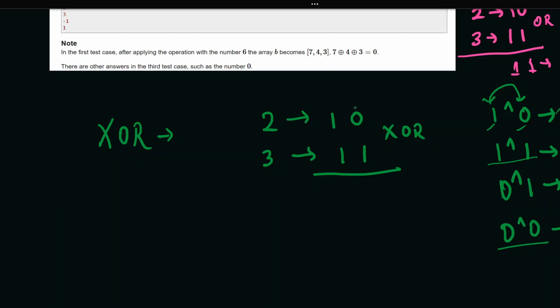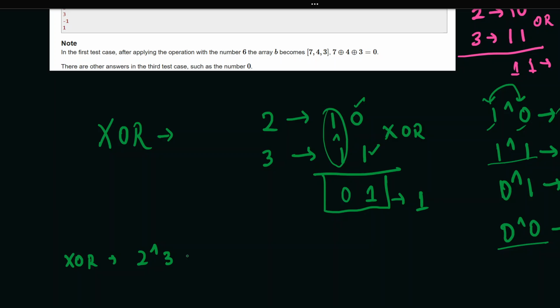So in this case, there is a 0 and there's a 1. If you XOR these bits, what will we have? We'll have 1. Whereas if you XOR these two, 1 and 1, we'll have 0. So the answer comes out to be 1. In case of XOR, XOR of 2 and 3 is equal to 1, whereas AND and OR give some other value.